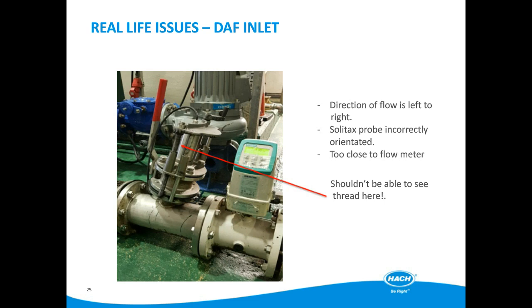Firstly, the probe is not fully inserted into the line. You shouldn't be able to see any thread in the section between the top flange and the winding mechanism. This means the probe is not seeing a representative sample of the flow within the inlet line.